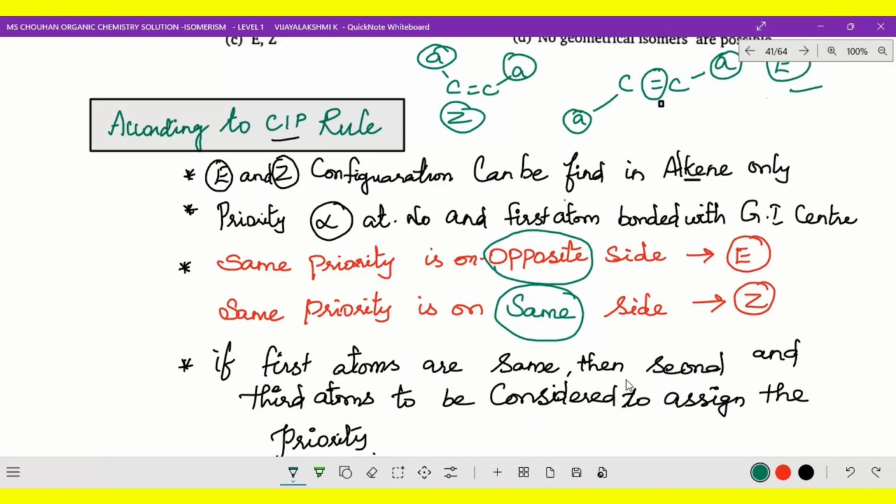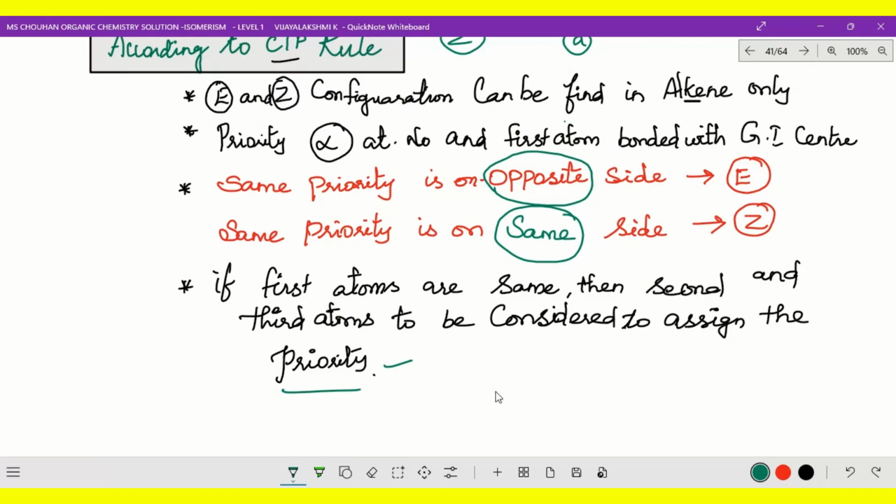Suppose in a class, students have the same name, same signature, and same initial, and they are together, how do you identify them? By the second letter. In the same way here also, the first atoms are the same, so we have to consider the second and third atoms to assign the priority. That is what it has mentioned. I hope you got the clarity about these rules.